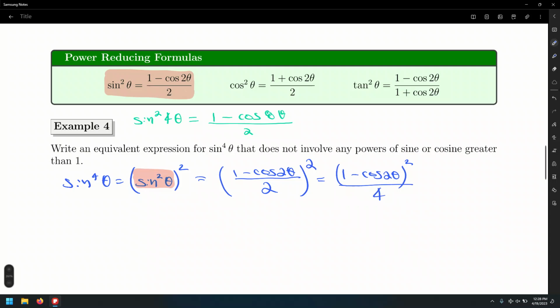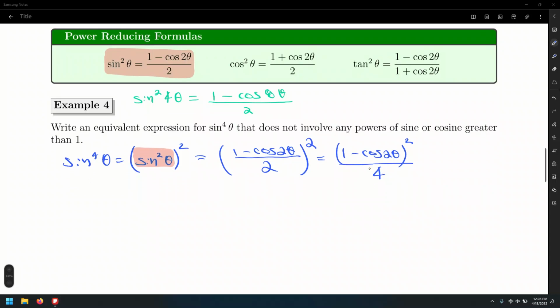Now, my advice when dealing with these kinds of problems: how about instead of writing this over 4, write it as 1/4. Trust me, it's going to be a lot better.